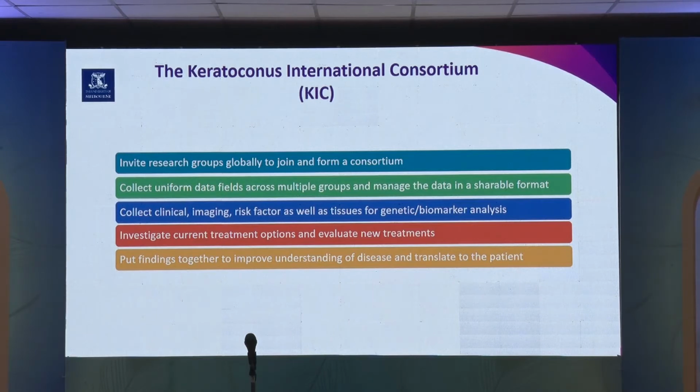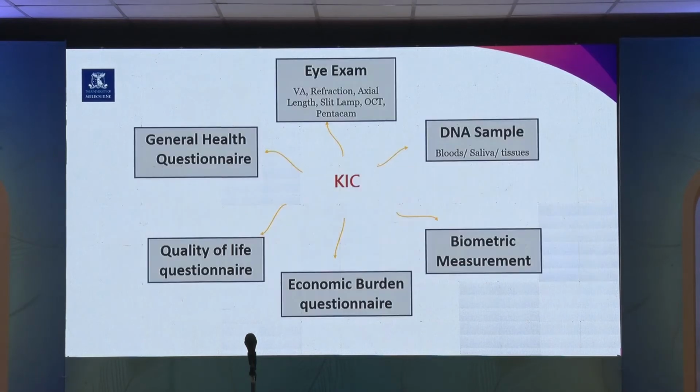We would collect a defined set of clinical imaging, risk factors, as well as genetic and bioinformatic biomarker data, if it was available. And this would lead potentially to new treatment options. And of course, we would like to translate these findings back to the patient. And we've already started doing some AI applications on the data that we've been collecting, our own data, but of course we can roll this out to this particular KIC consortium as well.